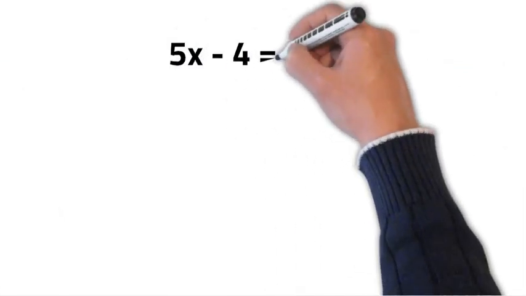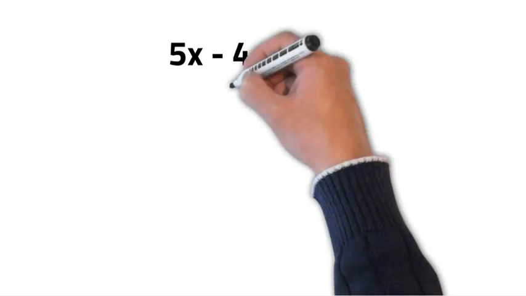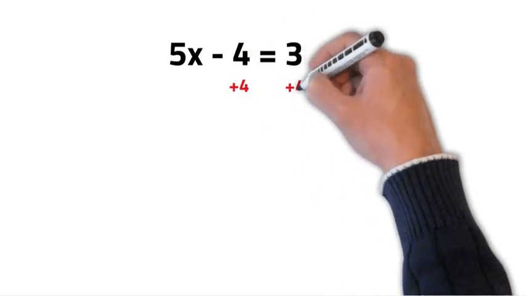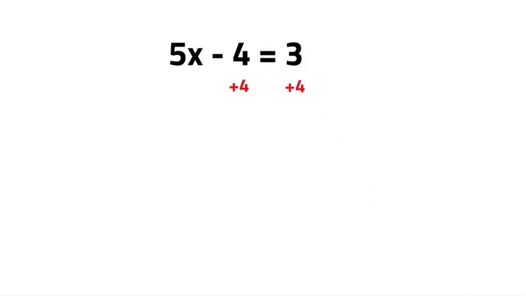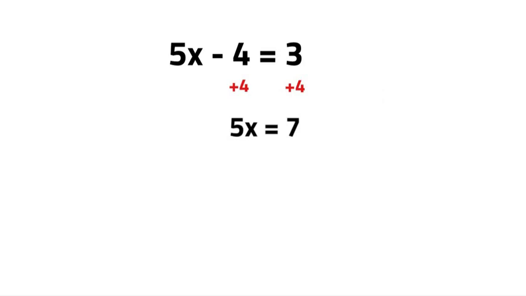So our first example, we're going to work with 5x minus 4 equals 3. Now this whole process is getting like terms on each side of the equation symbol. So we are going to add 4 to the negative 4 on both sides, which will then cancel out the 4 and leave us with 5x equals 7.